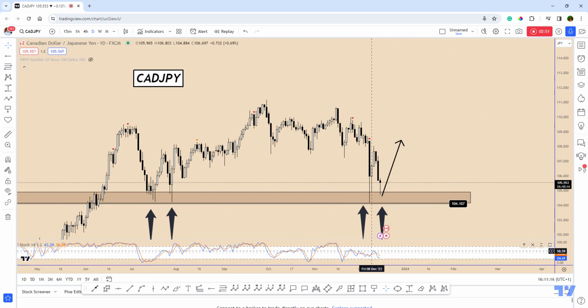On the other side, stochastic is also changing direction, so it can react close to the zone, considering that we can see that the selling pressure is slowing down so far.